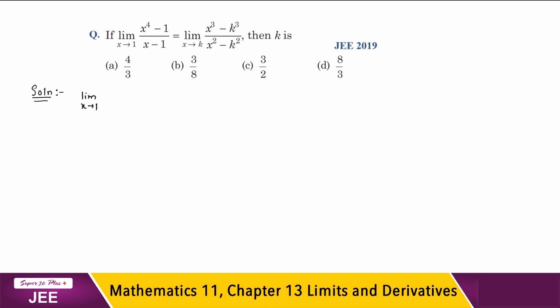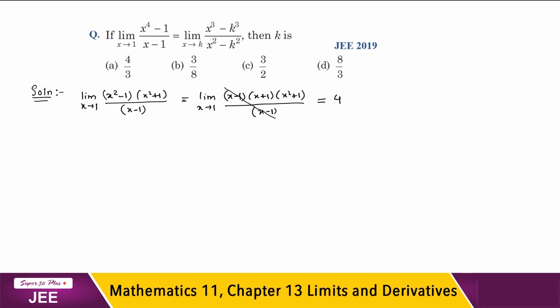We can just factorize x raised to the power 4 minus 1 as (x square minus 1) multiplied by (x square plus 1) using the identity of a minus b and a plus b, and this can be further factorized as (x minus 1)(x plus 1) multiplied by (x square plus 1), whole divided by x minus 1. Now when x approaches 1, these two factors in numerator and denominator get cancelled off, and we get the limit. This is 2 and this is also 2, so the entire limit comes out to be equal to 4.